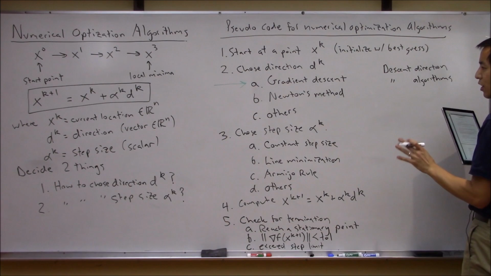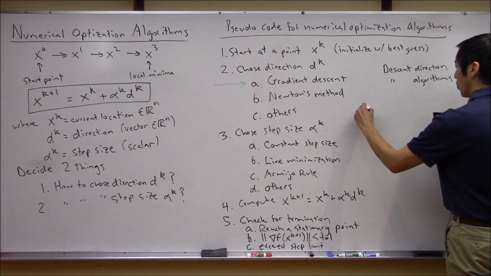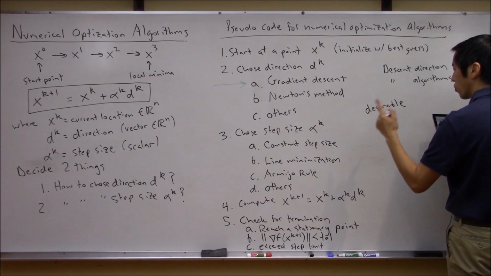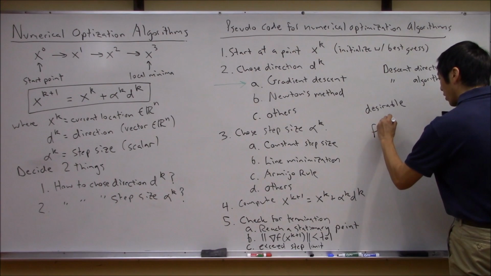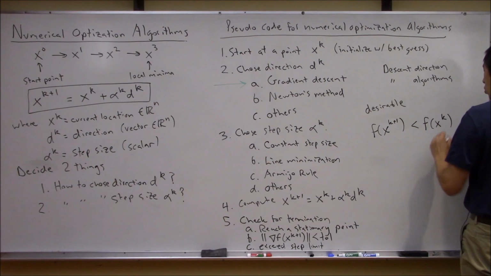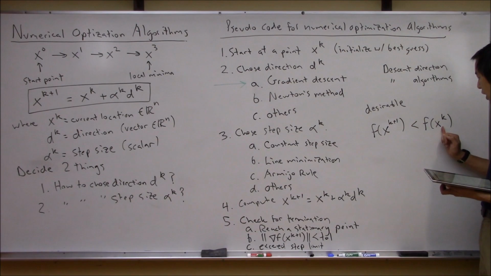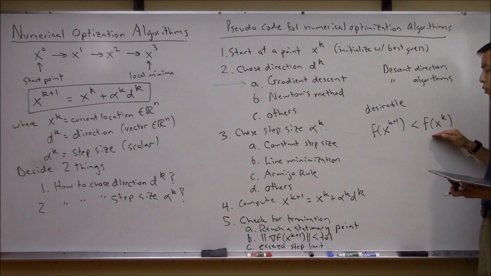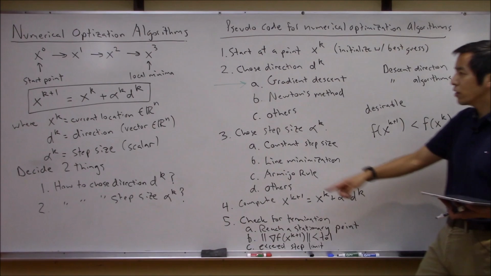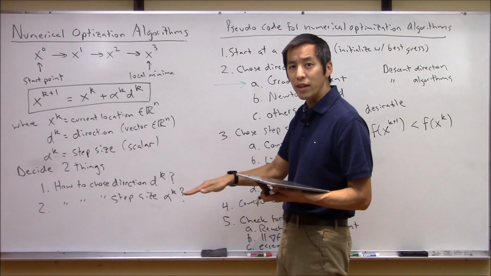A lot of times when you are picking all of this and implementing this scheme, it's desirable to have the direction you choose yield the property that f of x k plus 1 should be less than f of x k, okay? What this means physically is that this is the cost function value at your current location, x k. This is the cost function value at the new place that we are going to step to. A lot of times you want the cost function to be lower than where you started. So if you can make this true at every step of your algorithm, it basically guarantees that the cost function value is going down and down and down, right?